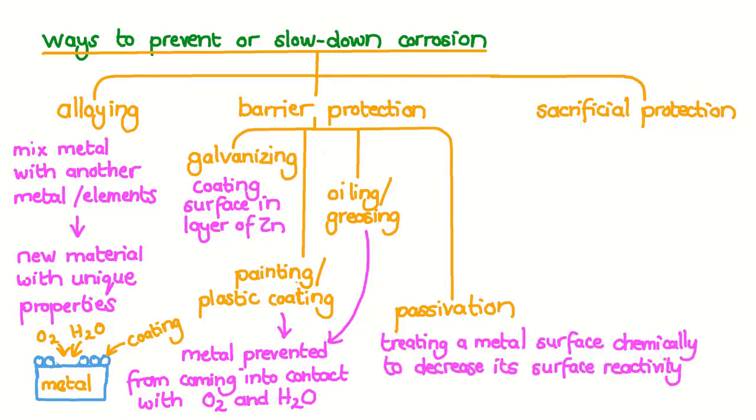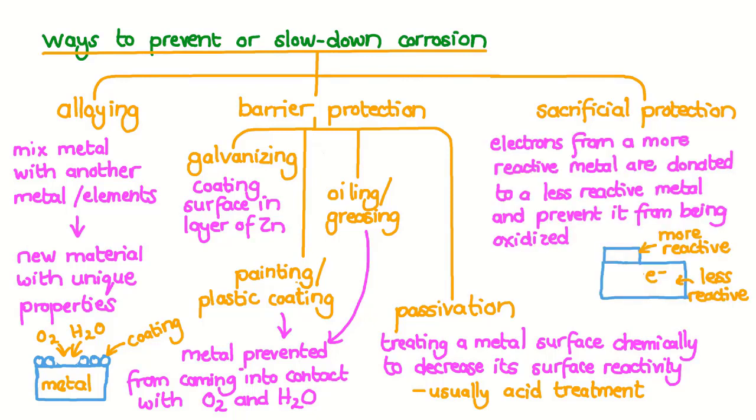Passivation is the process of treating a metal chemically to decrease its surface reactivity. Metals are cleaned and then placed in an acidic passivating bath and then rinsed in oxidizing substances. This treatment forms a layer on the surface of the metal, making it more resistant to corrosion. In sacrificial protection, electrons from a more reactive metal are donated to a less reactive metal and prevented from being oxidized. Now let's turn our attention in more depth to the process of galvanizing and sacrificial protection.